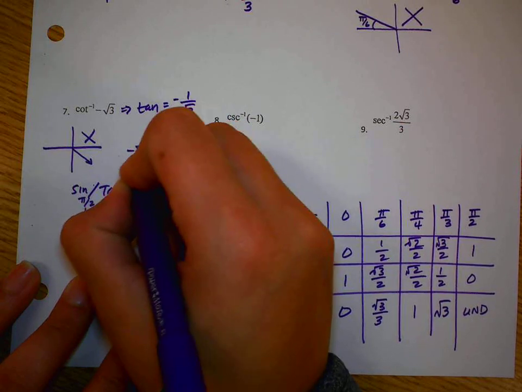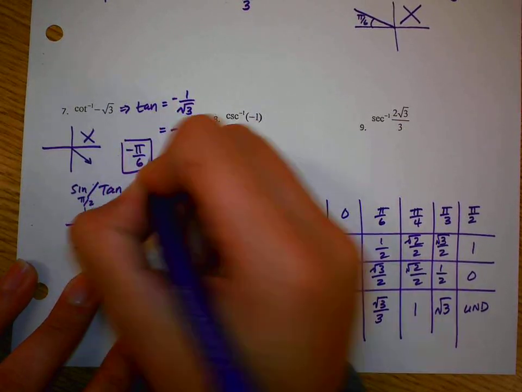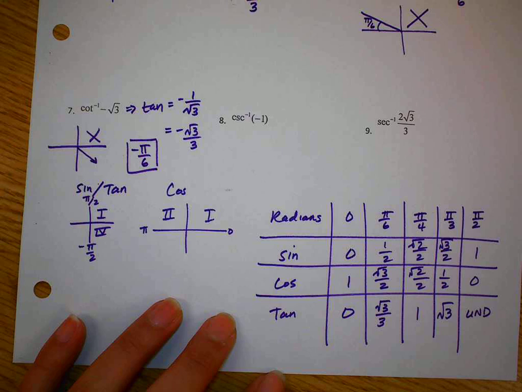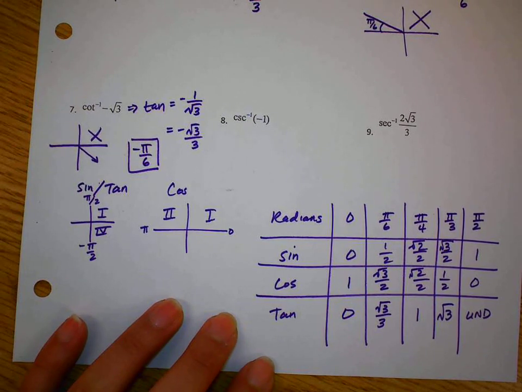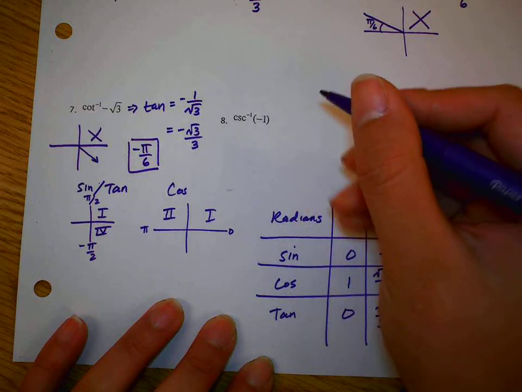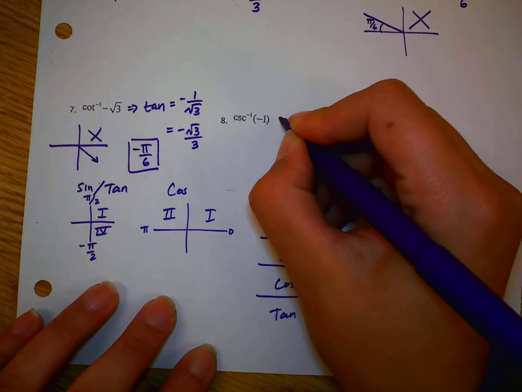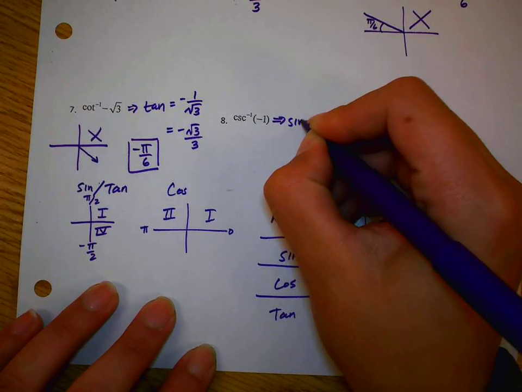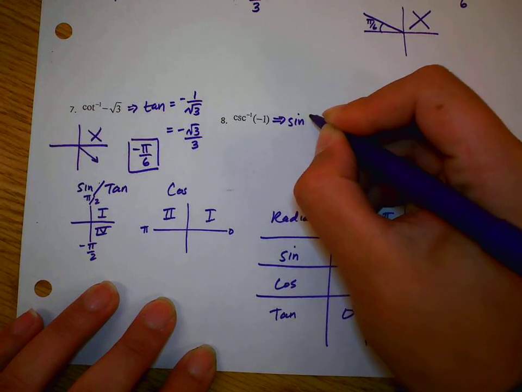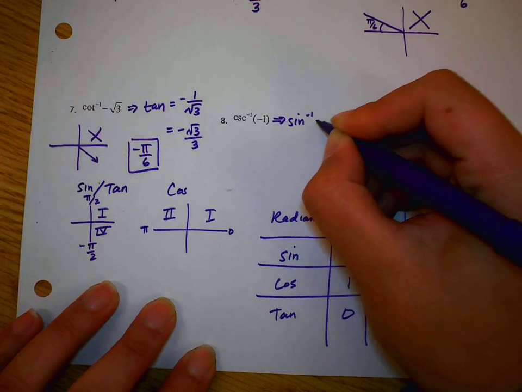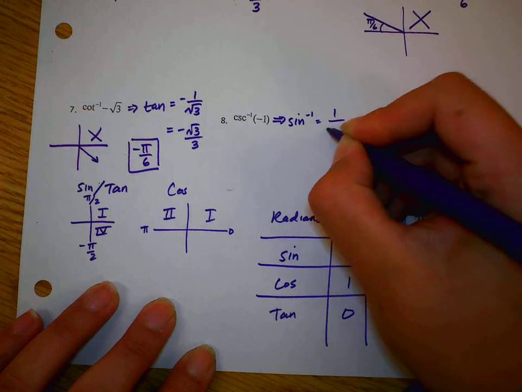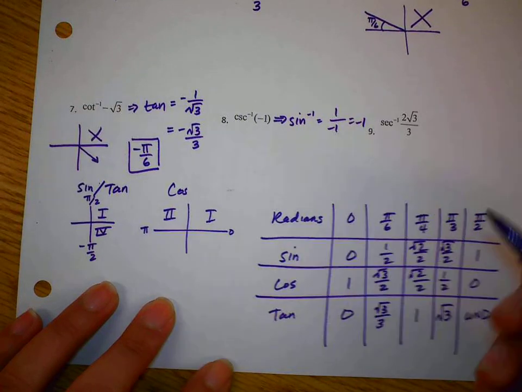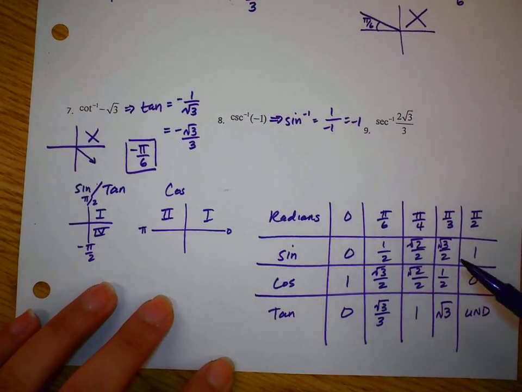Number 8, cosecant is negative 1. Remember, cosecant is 1 over sine. So this means sine is 1 over negative 1, which is still negative 1. So what angle measurement would give you a sine of 1? That would be pi over 2. So let's think.